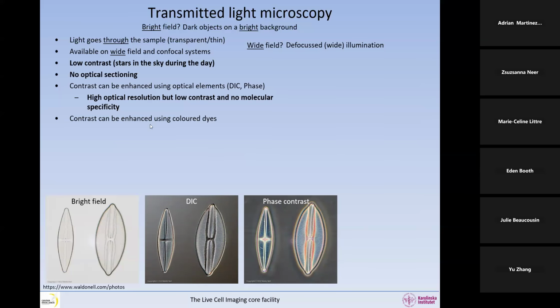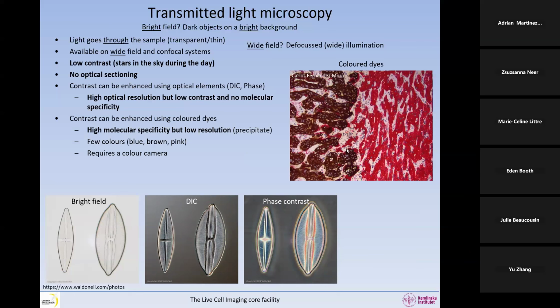So the contrast can be enhanced with optical elements. It can also be enhanced with colored dyes. Like for example, here we have eosin and hematoxylin in this beautiful image. And unfortunately, there are very few colors available. So we can have blue, pink, and brown, more or less. And also this requires a color camera. We will talk about the different black and white and color cameras later.